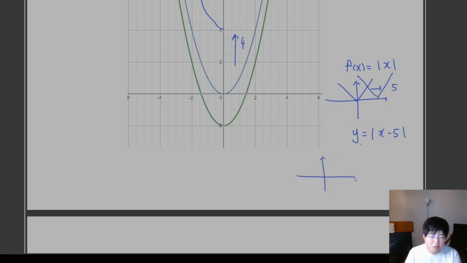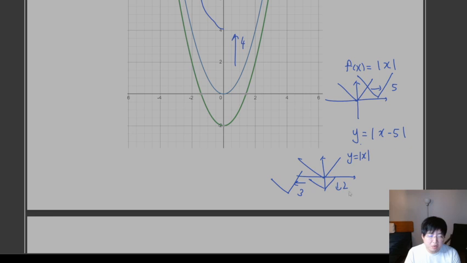Okay, again once more. If we have f of x is absolute value of x, or y is absolute value of x, let's say I want to shift this down by 2 units and left by 3 units this time, okay? So we are going to do 2 things at once. So we are going to shift it down by 2 units and left by 3 units. So eventually it's going to look like this. Then what should we do?